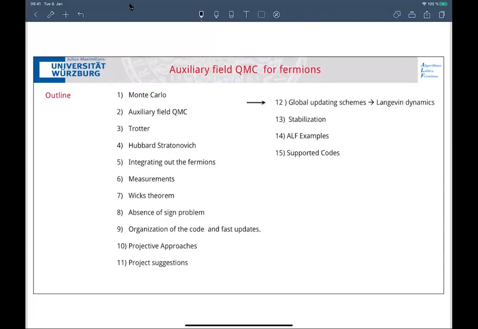Yes, it's fine. Okay, so the last points are global updating schemes and stabilizations, and I will skip this point here because this has been done by Florian, and then I will talk about the supported codes in the ALF package.